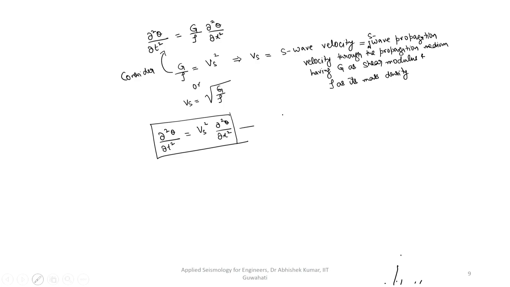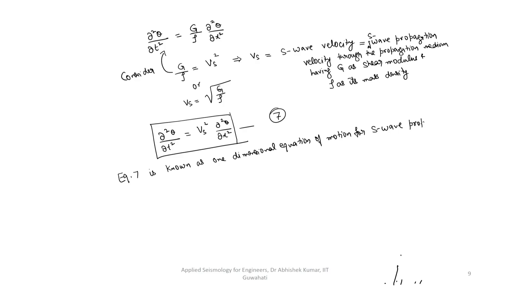This is the equation which I am calling equation number 7, known as the one dimensional equation of motion for a shear wave propagating through a medium.